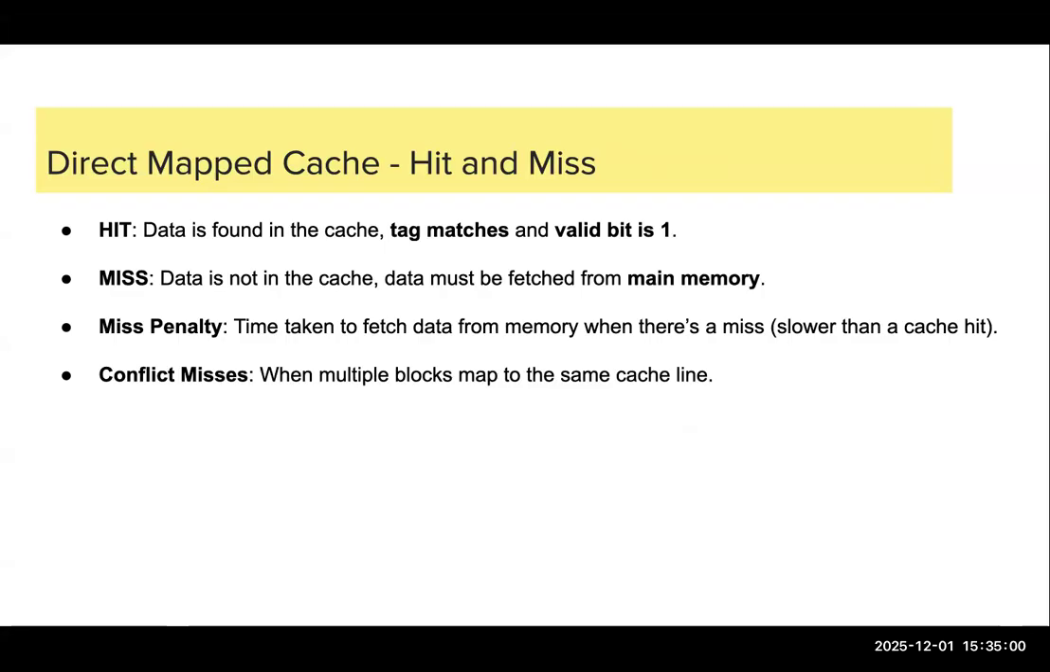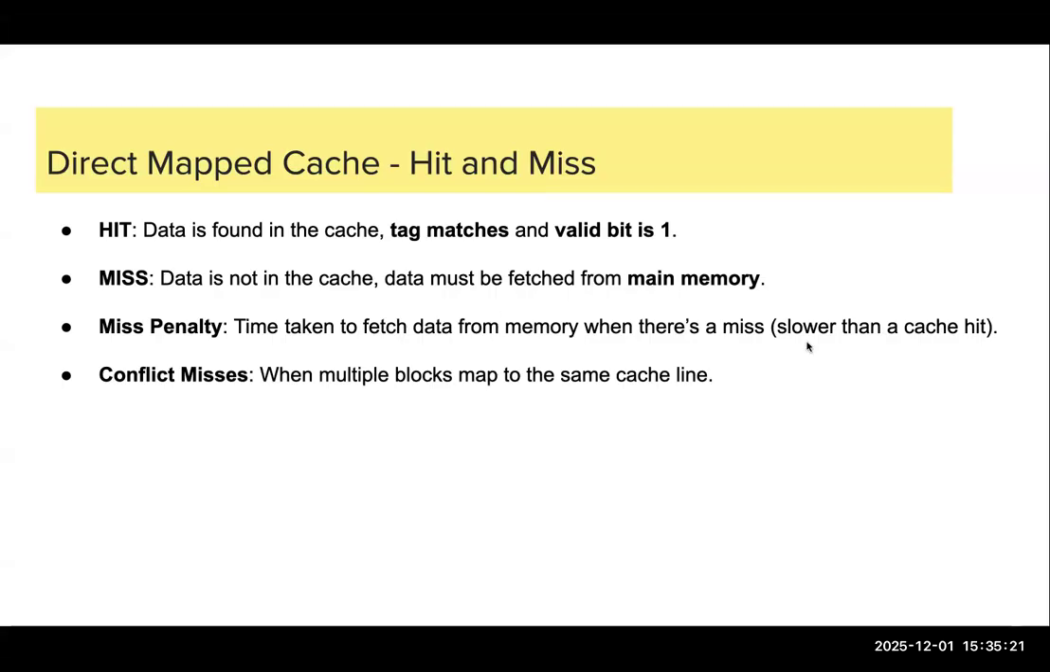And for a miss, data is not found in cache. Data must be fetched from main memory. This happens when either the valid bit is 0 or the tag doesn't match, meaning whatever the conditions that must be true for a hit, one of them might be missing.